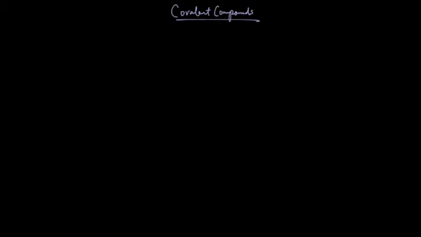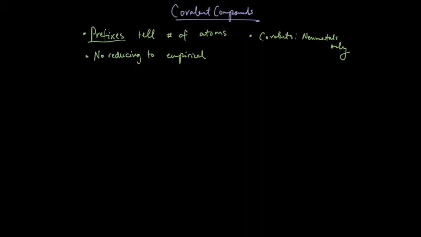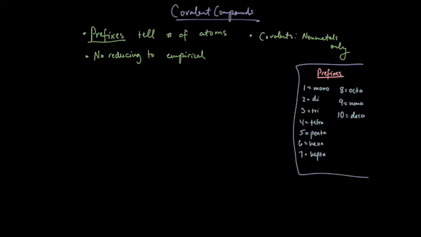This last slide is going to go over what's probably the easiest of them. Covalent compounds, and they use prefixes to tell us the number of atoms. Remember that covalent compounds only have nonmetals, and you don't have to reduce this to empirical form. So if there's no prefix, it's understood that there's only one, and the second element must have a prefix. And so the prefixes are shown to the right: mono, di, tri, tetra, penta, hexa, hepta, octa, nona, and deca.